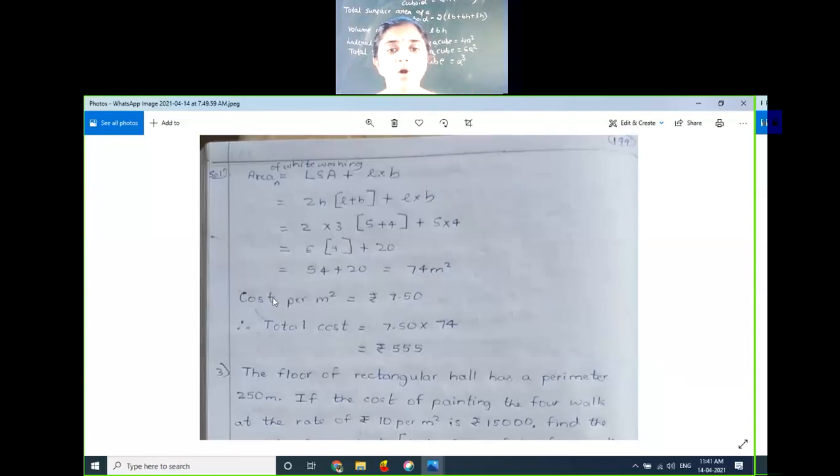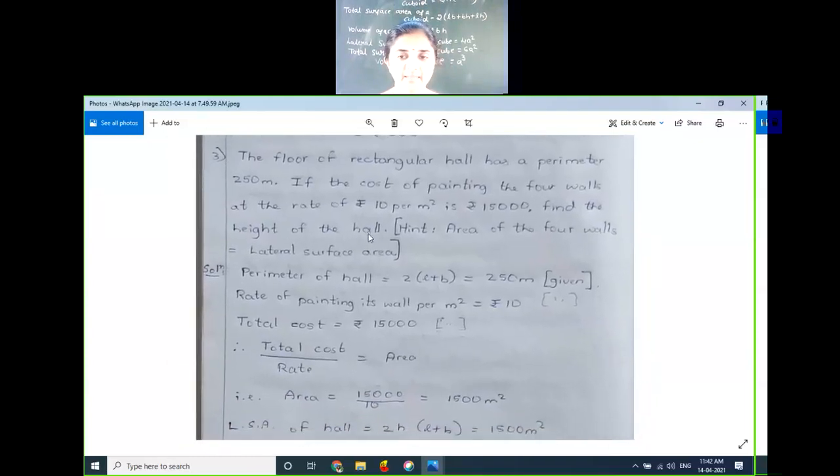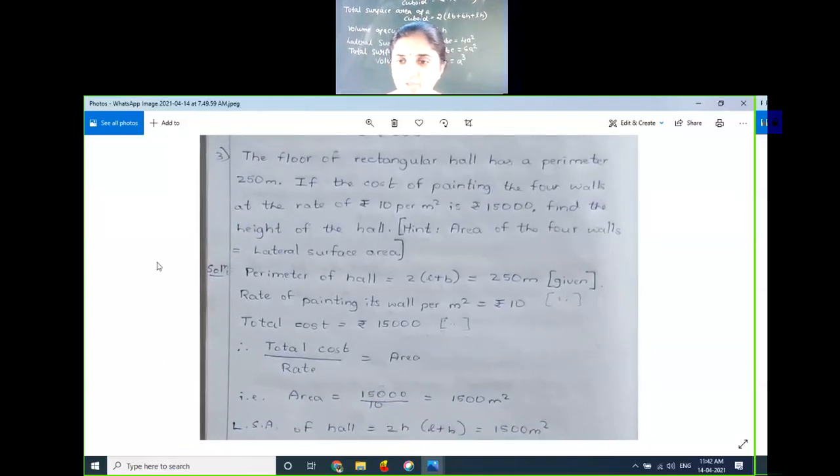So the painting cost per meter square is 7.50. Then total cost for 74 meters square is 74 into 7.50, which is 555 rupees. Total amount is 555 rupees. You just check your answer, okay? Now let us move on to the next question. So you can use your textbook also while I am reading the question. The third question is like this.